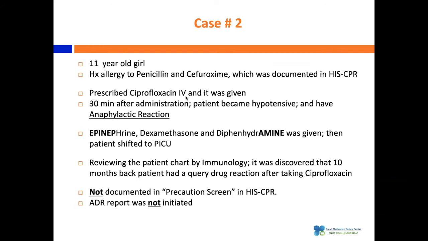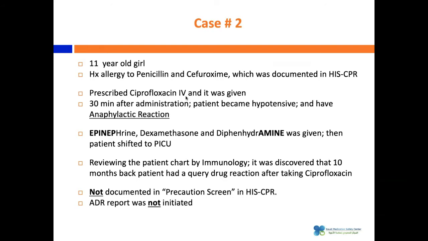But the question was, why did the patient have this quick reaction? Did she have ciprofloxacin before or not? Of course, we consulted the immunologist or allergist. She looked at the patient's file and found that 10 months back, the patient had received ciprofloxacin in the same hospital and reacted to it. But the problem is that the reaction was not documented in the patient's precaution screen. I will show it to you, inshallah, in the following slides.